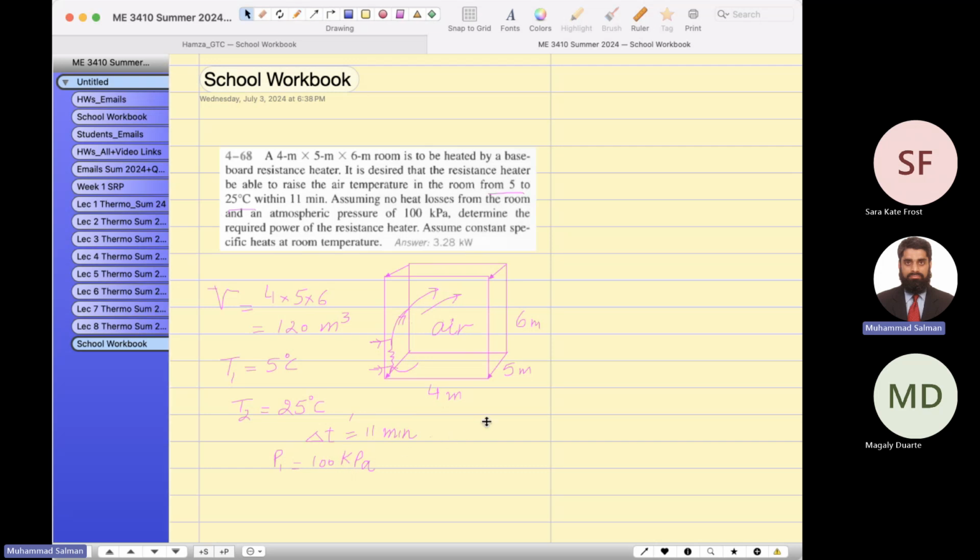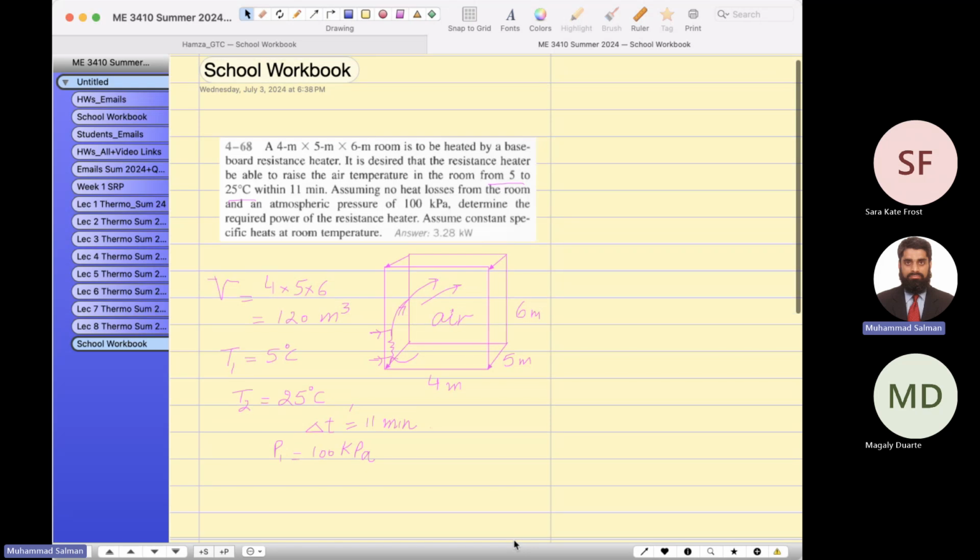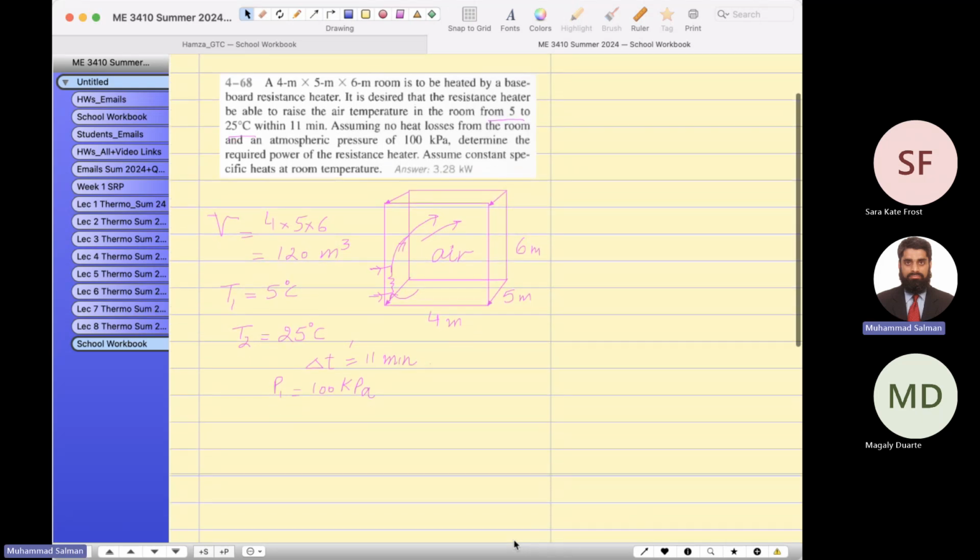Determine the power required by the resistance heater. So what we need to do here, power, W dot, is power. It is by the heater, so electric.